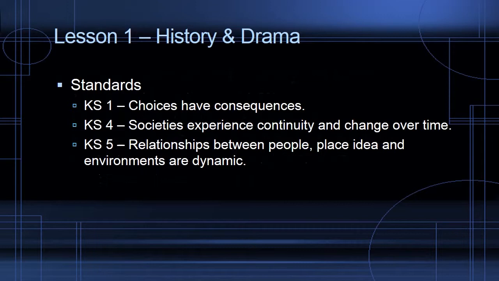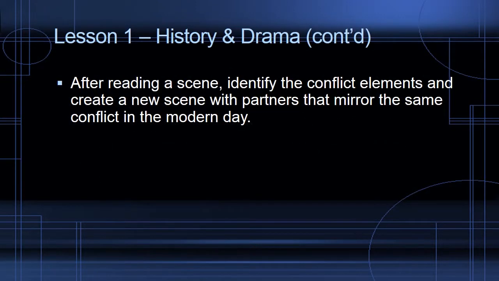implementing history and drama? So the first way is you have the students, they read a scene from the play or a group of scenes. And then what they do is they identify what the conflict is in the scene, what those elements of conflict are. And then they will create a new scene. They'll use partners and they will mirror the same conflict, except set in a modern era, to kind of show that what happened then can still happen now or is happening now.